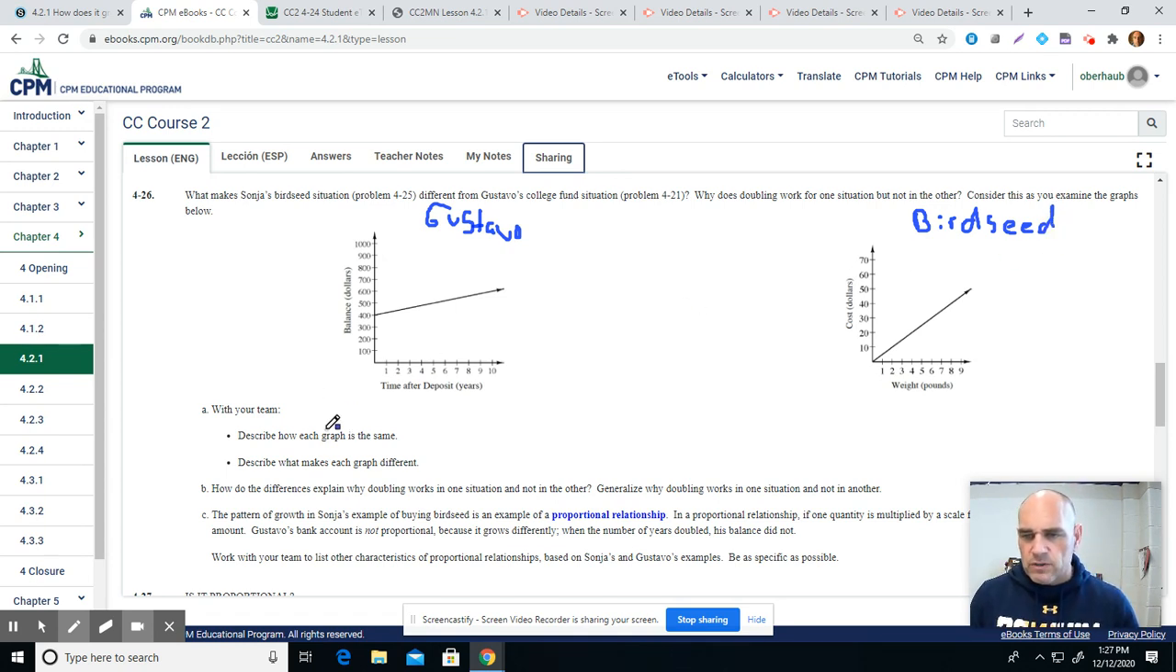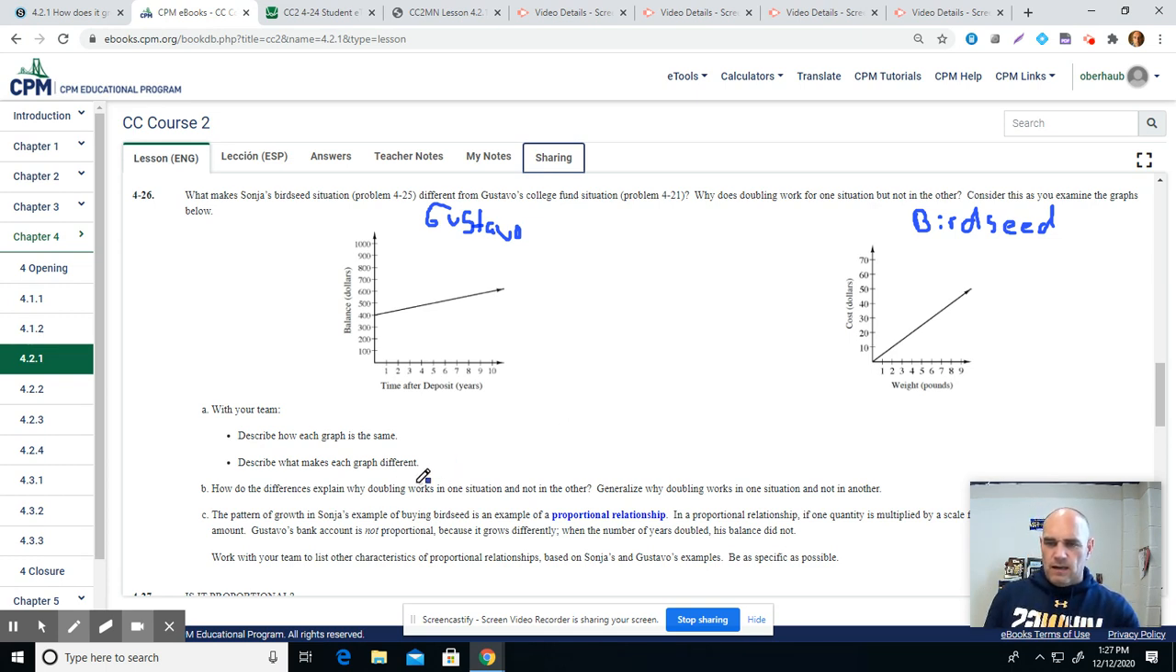So part A, with your team, describe how each graph is the same. Well, each graph is the same where they're both, the graphs give us straight lines. If I look at the graphs, we notice that these go up by the same amount of units. This goes up by 1. These go up by 100, so their units are good. These go up by 1. These go up by 20.